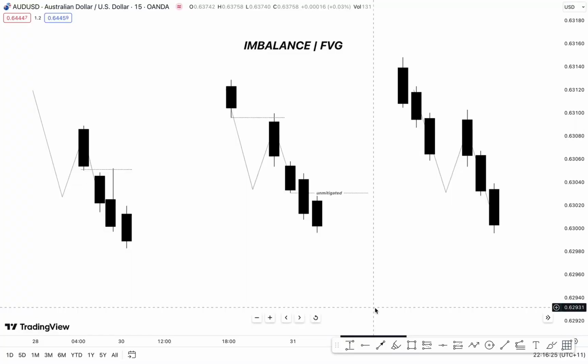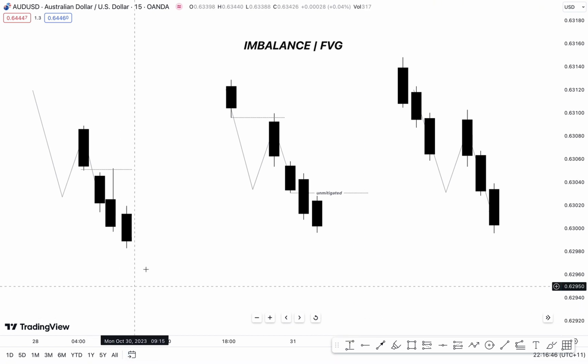So today we're talking about imbalance, or FVG. So what is imbalance? Imbalance is basically when price moves sharply and then tries to make a pullback and fill the imbalance in that area. So basically it's an unhealthy movement in price, right?